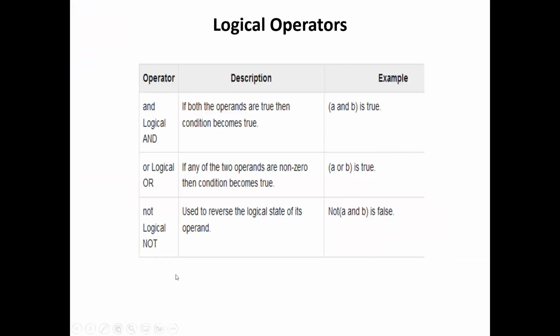Logical operators. We have three logical operators: and, or, and not. And, if both the operands are true, then the condition becomes true. Or, if either of the operands is true, then it is true. Not is the reverse. If A is true, not A will become false.